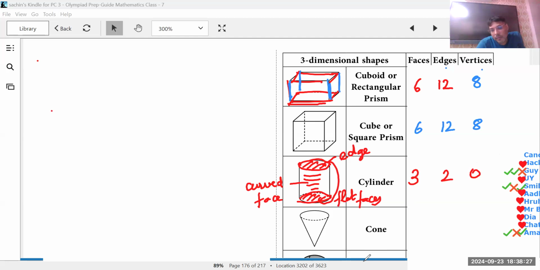Sir, can it be 4 because of the points? There is no point in this, because the line is joining to the circle. No, beta, there is no point in this. So 0 vertices.